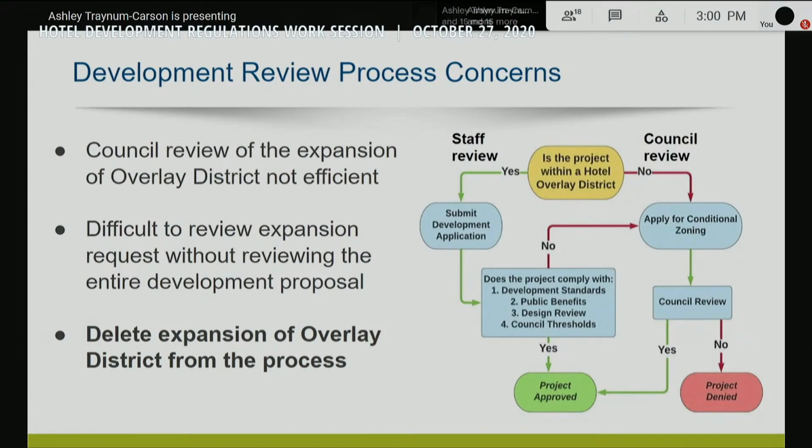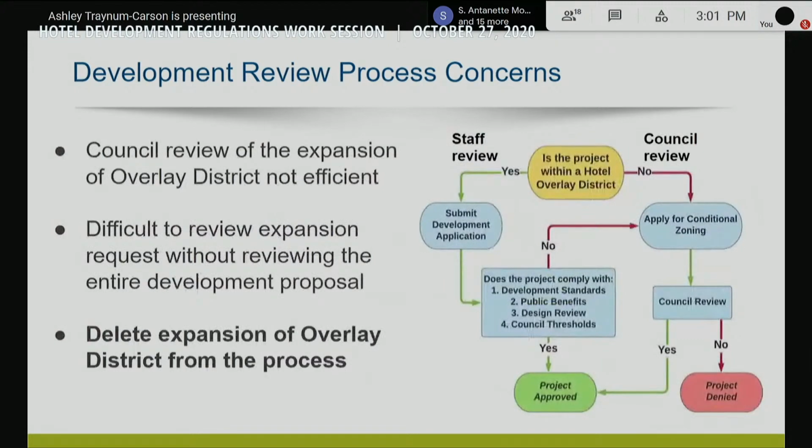Again, we thought this is just an easier process to understand for the community and for developers. If you're in the hotel overlay district, you might have the opportunity to be reviewed at a staff level if the project complies with development standards, public benefits, gets a positive recommendation on design review, and is under all the council thresholds, such as building height. However, if a project is located outside of the overlay district, or if that project exceeds our council threshold, such as if a project exceeds 100 feet in height, it would automatically trigger a conditional zoning review process by council.